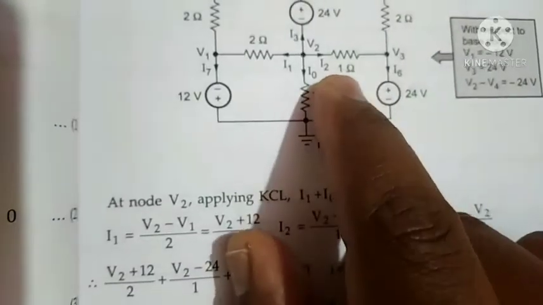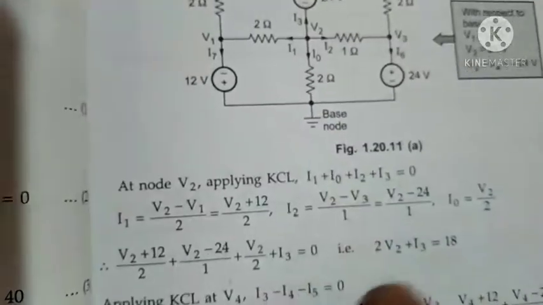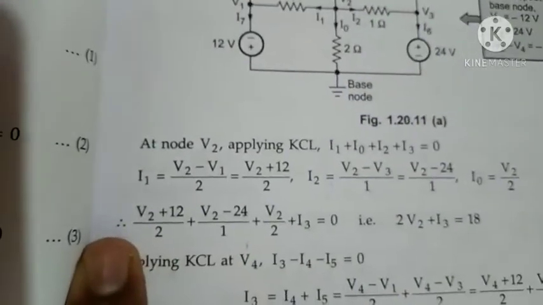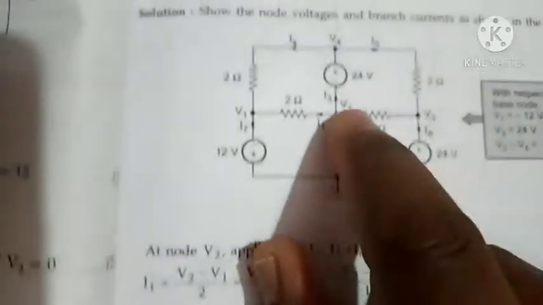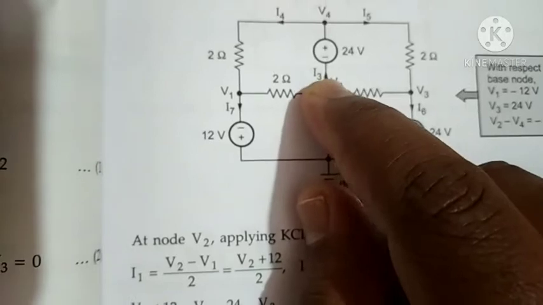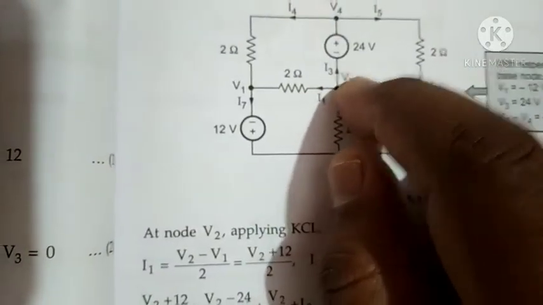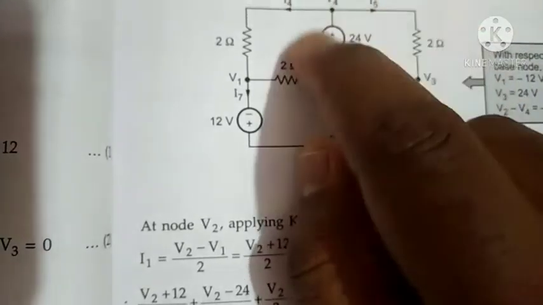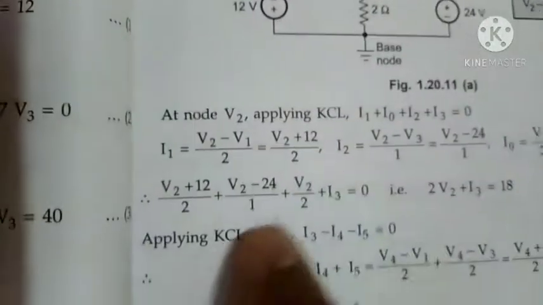Next, this current I2 is given by (V2 minus V3) by 1 ohm. So like this all the currents we will calculate, but we cannot calculate the current I3. Why can I not calculate this I3? Because we don't know the resistance value in between. It is moving between V2 and V4, but we don't know the resistance value of this 24 volt source. So for that reason we have kept I3 as it is.